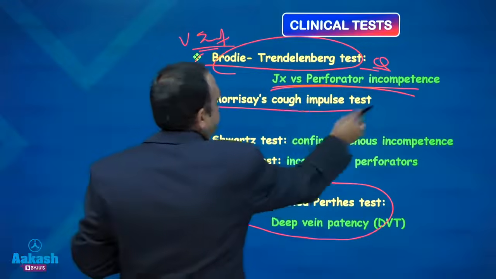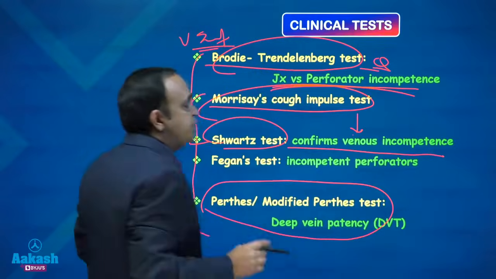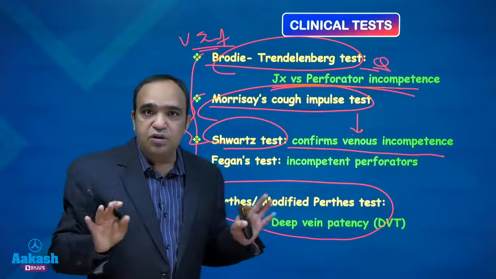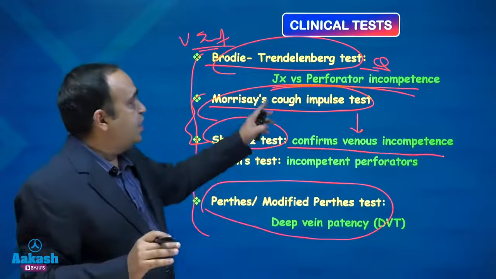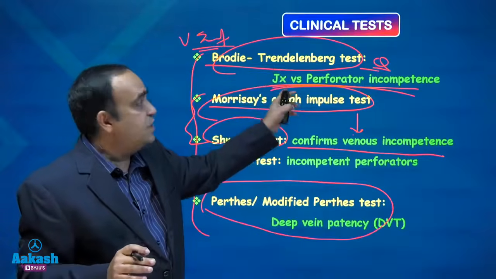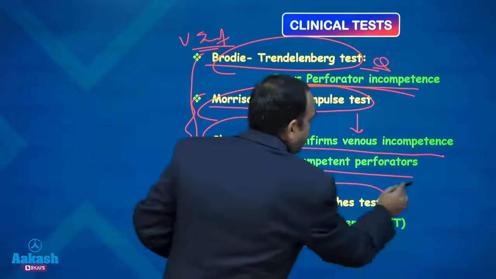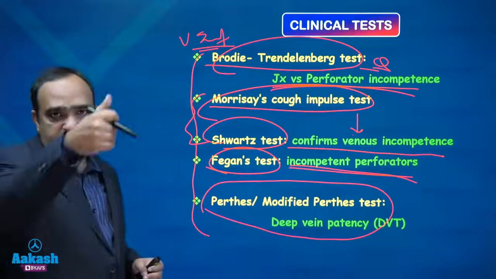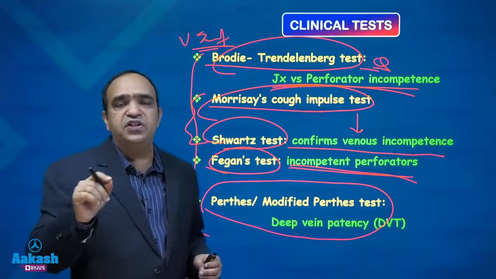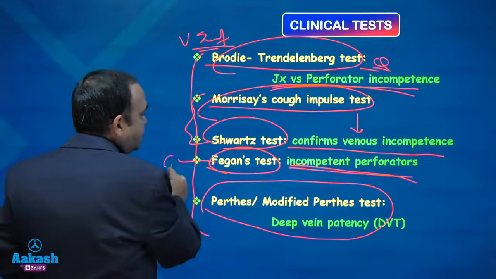Morris's cuff impulse test, Schwartz test, they are to confirm the varicose veins, just the venous incompetence, right? It has got nothing to do with the anatomy, right? So anatomy differentiation is only the Brody-Trendelenburg test, whether junctions are involved or perforators are involved. Then Fegan's is to identify incompetent perforators. This is palpation along the vein, and where there is a dip, a pit in the fascia, that will be the site of incompetent perforator. So this again has been asked.